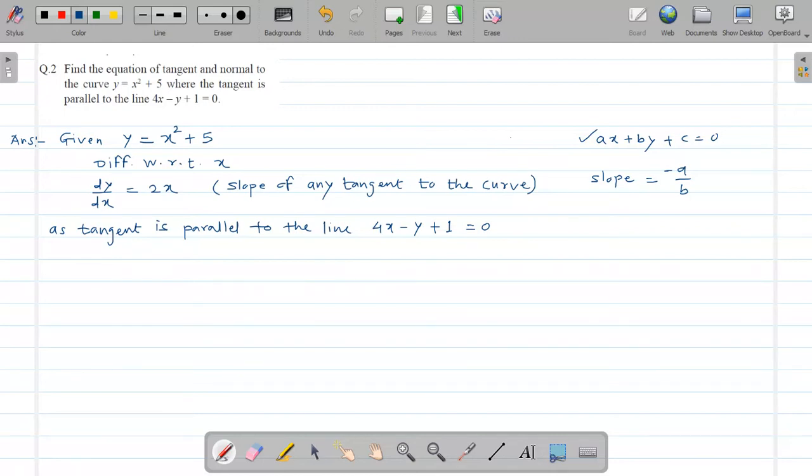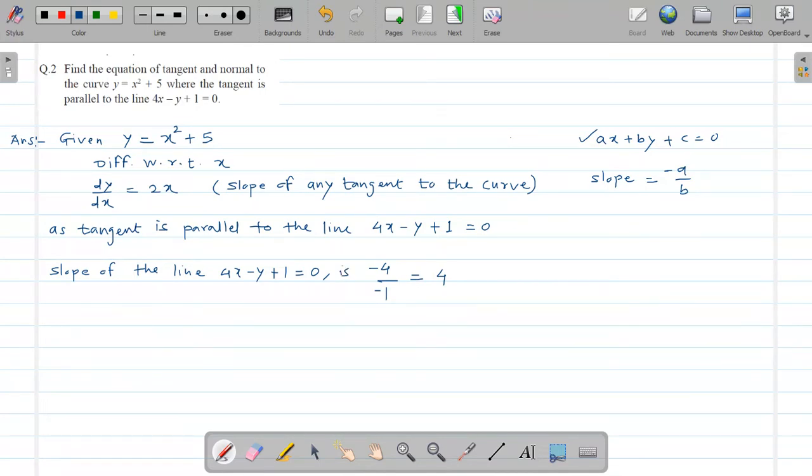So here, first of all you find the slope of the line 4x minus y plus 1 is equal to 0. By this formula it is minus a upon b, here it is minus 4 upon minus 1, or you can write minus 4 upon minus 1 means 4. So this is the slope of 4x minus y plus 1 is equal to 0. Okay.